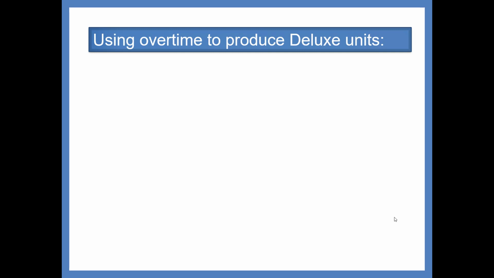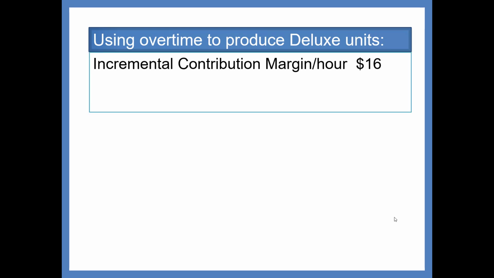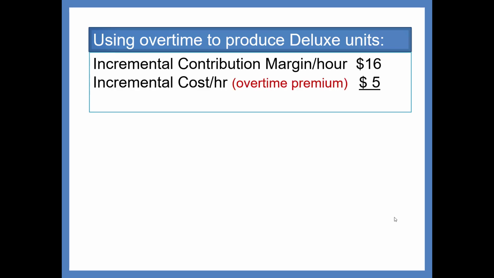So if we use the overtime to produce deluxe units, we will get an extra $16 per hour. That was the contribution margin per machine hour. And we'll pay an extra $5 for the overtime premium. That means that our profit will be $11 per hour. For every hour we let the employee work extra, they make an extra $5 in premium, and we make an extra $11.